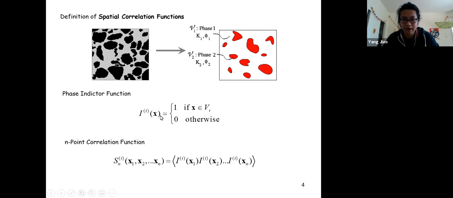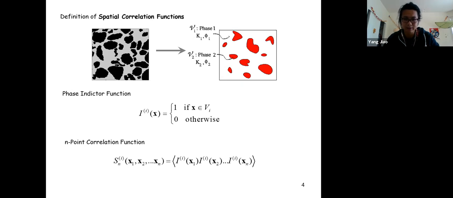If this x falls into the phase of interest, for example this red region, the indicator function for the red phase has a value of 1. If it falls into the white phase, it has 0. Basically, this is a step function which you can imagine standing on top of the phase of interest. If you have the indicator function for all of the phases in the system, in this case only two phases, then if you know the indicator function for one, the other is also known, because altogether they add up to unity. But if you know all the indicator functions for all the phases, you know the microstructure.